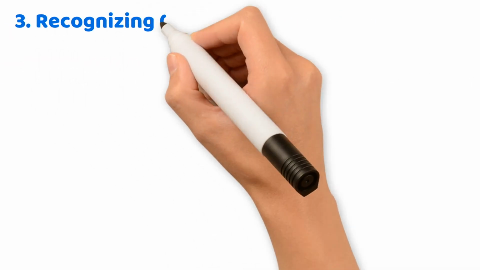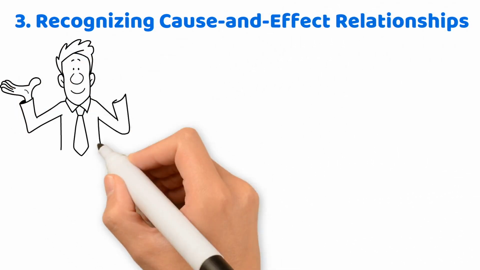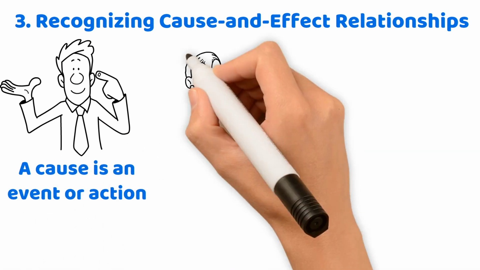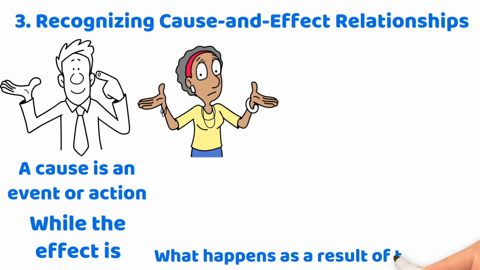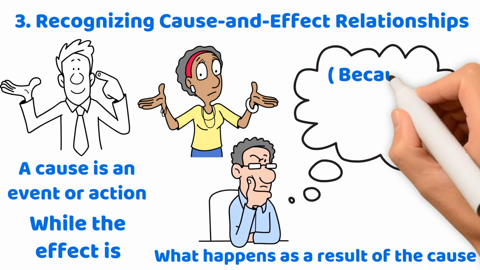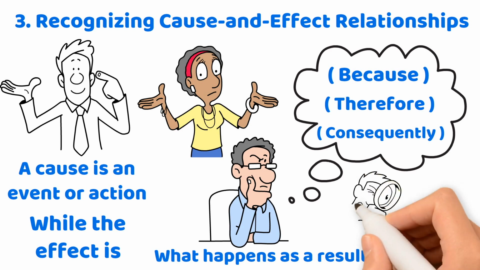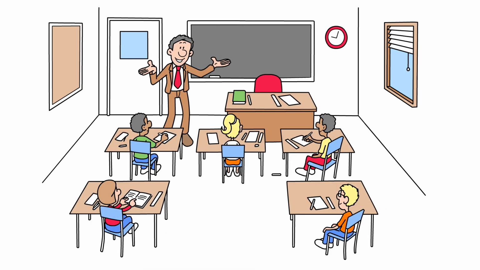3. Recognizing cause and effect relationships. Understanding cause and effect relationships is a key skill in many subjects. A cause is an event or action that makes something else happen, while the effect is what happens as a result of the cause. Look for signal words like because, therefore, and consequently to identify these relationships in texts. Teaching this concept can involve storytelling, real-world applications, and interactive activities.